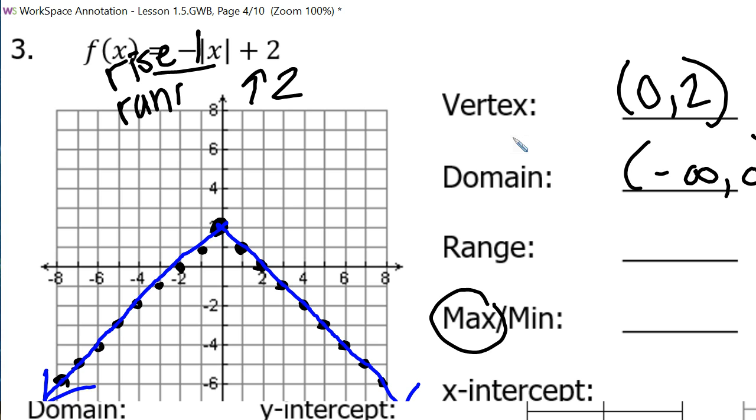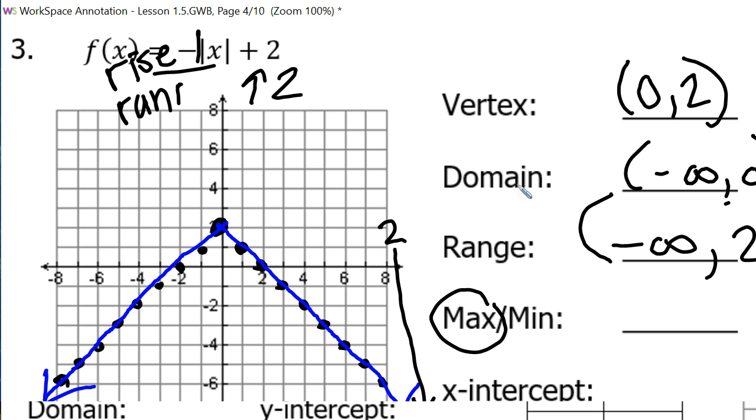The range. What does range mean? Y value. So what's the y value at the top? 2. What's the y value at the bottom? Negative infinity. When it points down, you have to be careful. Out of 2 and negative infinity, which one is smaller? The negative infinity. So negative infinity goes first. 2 is larger, so it goes last. Which one gets the parentheses? Negative infinity, because we can't touch it. And 2 gets the square bracket.